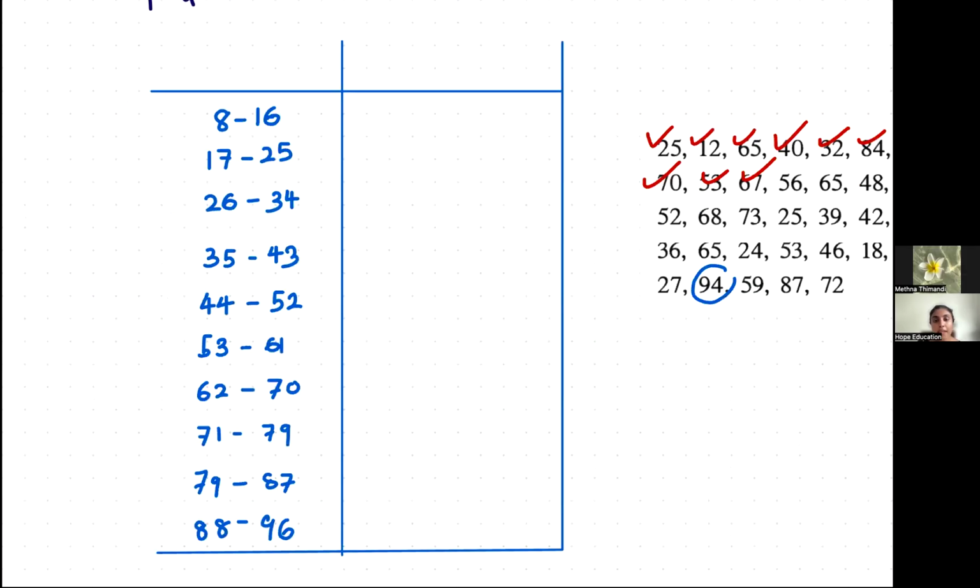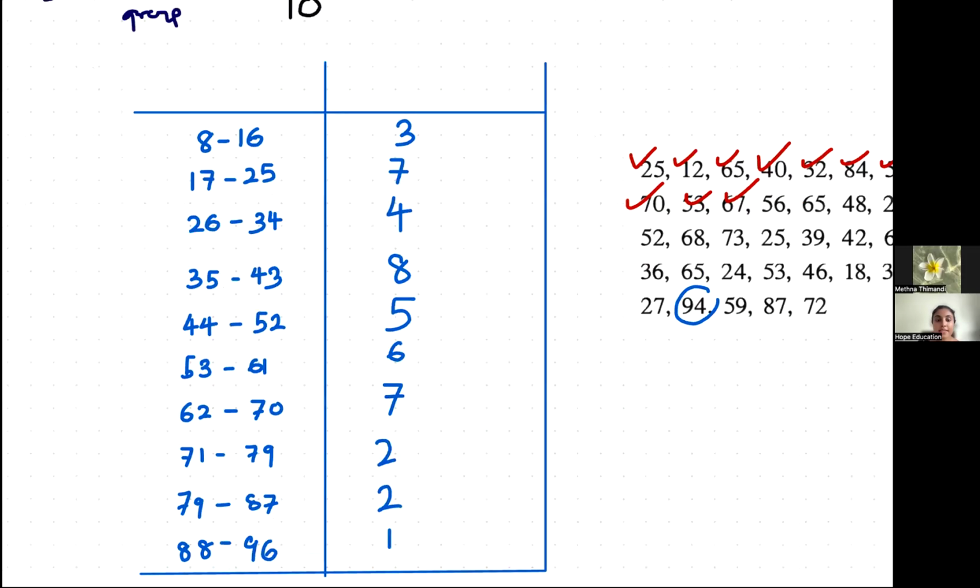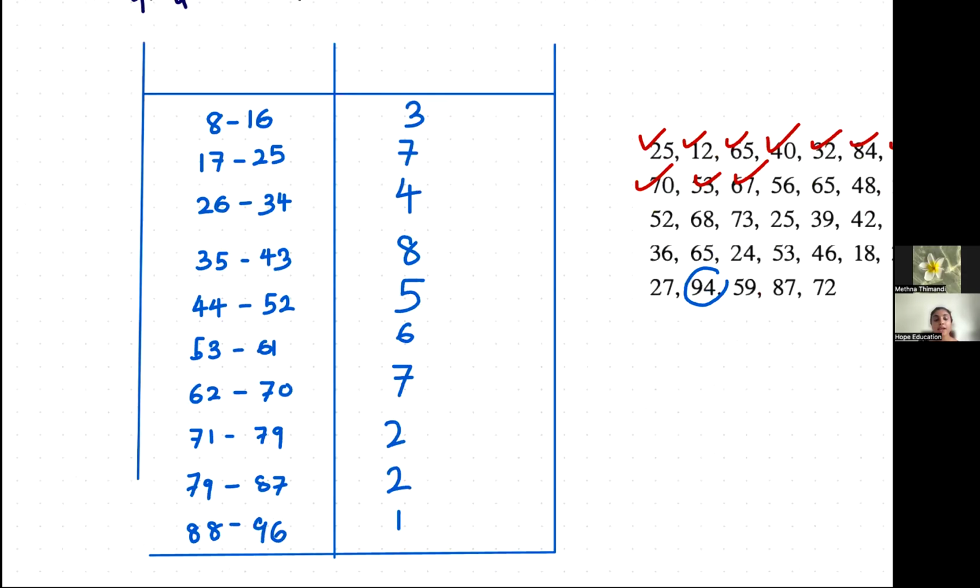In the 8 to 16 group there are 3 children, right? In the 17 to 25 group there are 7 children. Then in the 26 to 34 group there are 4 children. In the 35 to 43 group there are 8 children. In the 44 to 52 group there are 5 children. Then 53 to 61 has 6 children. 62 to 70 has 7 children. 71 to 79 has 2 children and 1 child. So that is how this data is categorized into different groups, right?